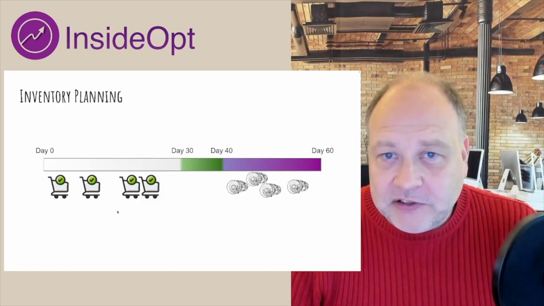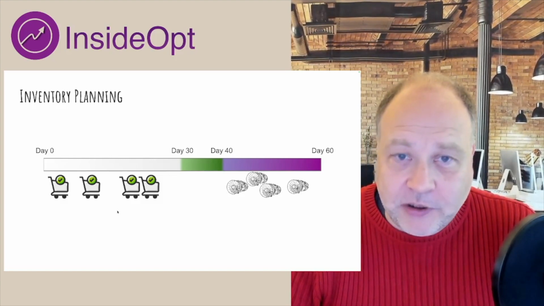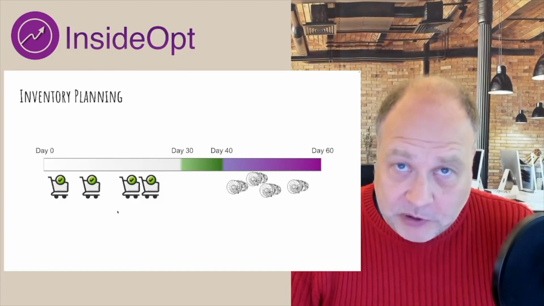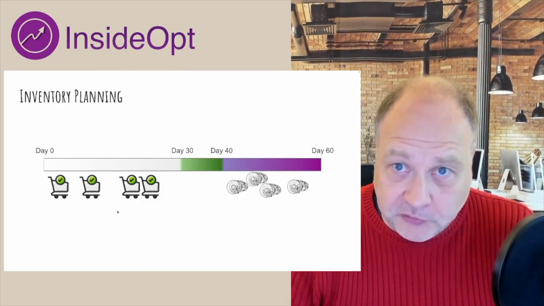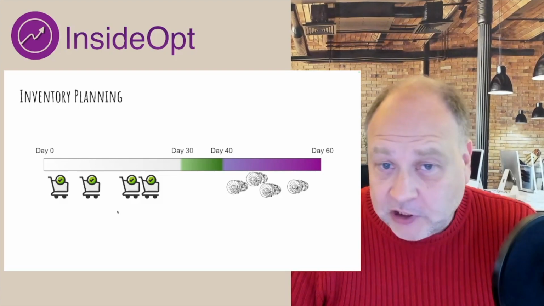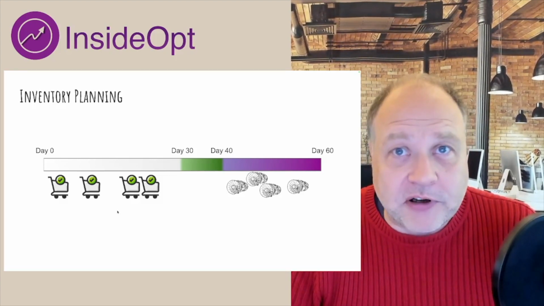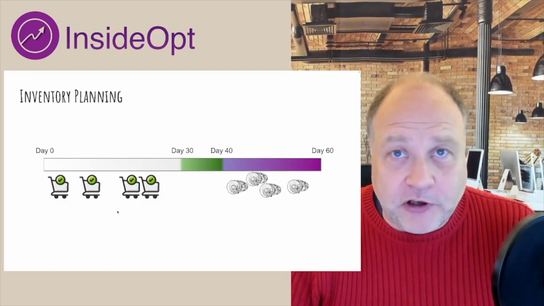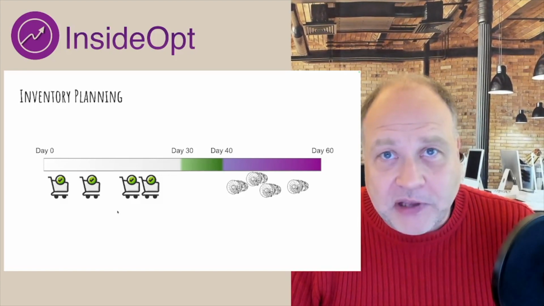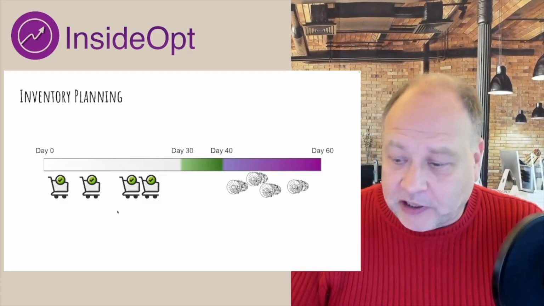And now between day 0 and day 30, we can order those parts. Remember that they have a lead time between 30 and 40 days. So we can order those parts and then hopefully we'll have all the parts that are needed in order to get all the repairs done, while at the same time keeping our inventory costs under control.